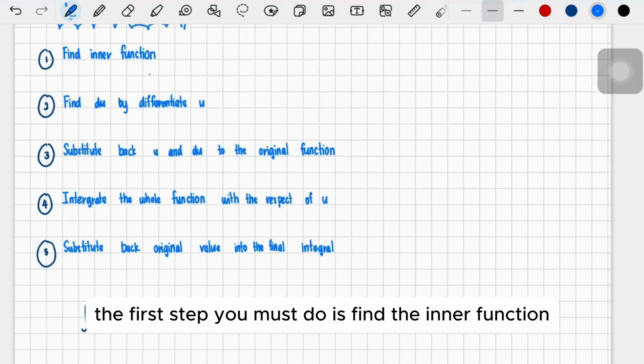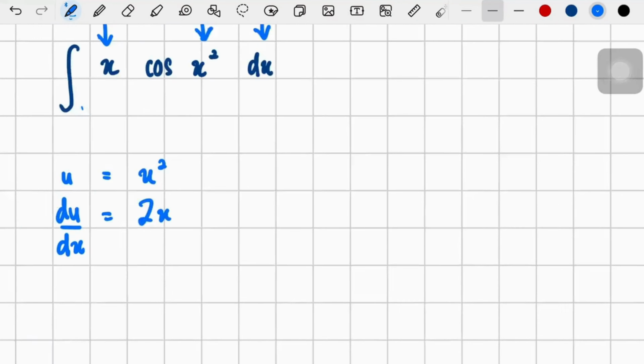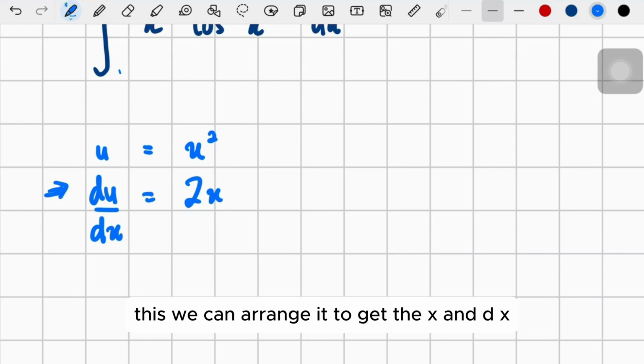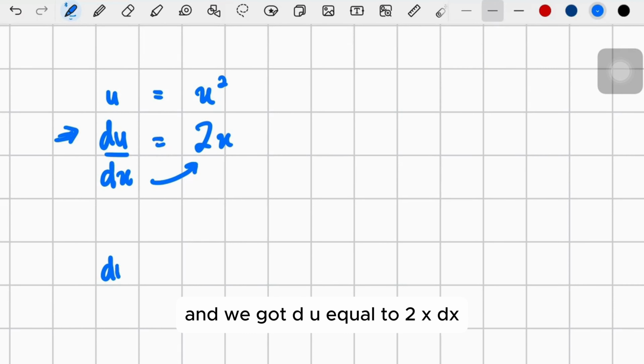We're going to do the second step, which is to find du by differentiating u. Okay, class, when we differentiate x squared, what we get is 2x. Next, we just want the x dx part, so we can rearrange to get x dx. I'm going to show you how. We move the dx to the right, and we get du equal to 2x dx.